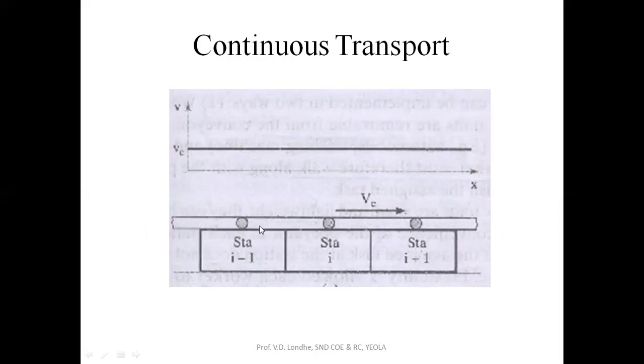And if it is flexible, meaning if the work can be removed, then the worker can remove it from each and every station and he can again perform the previous operation. So this is the path flow for the continuous transport system.